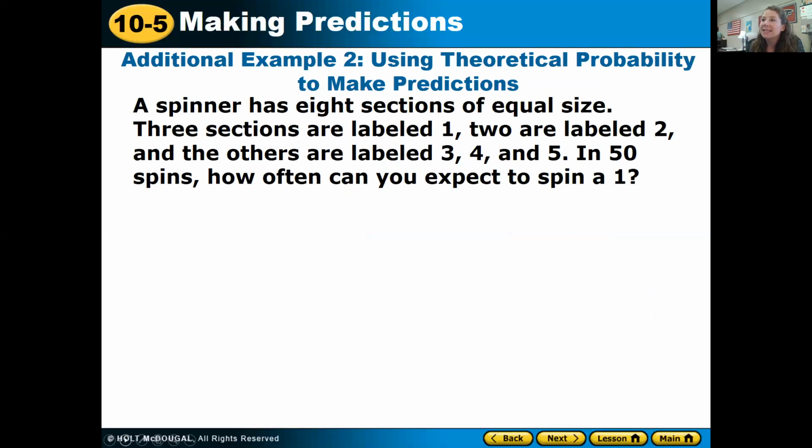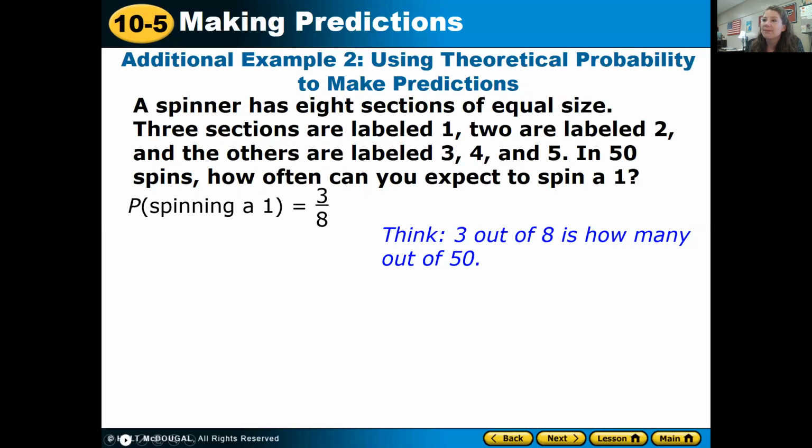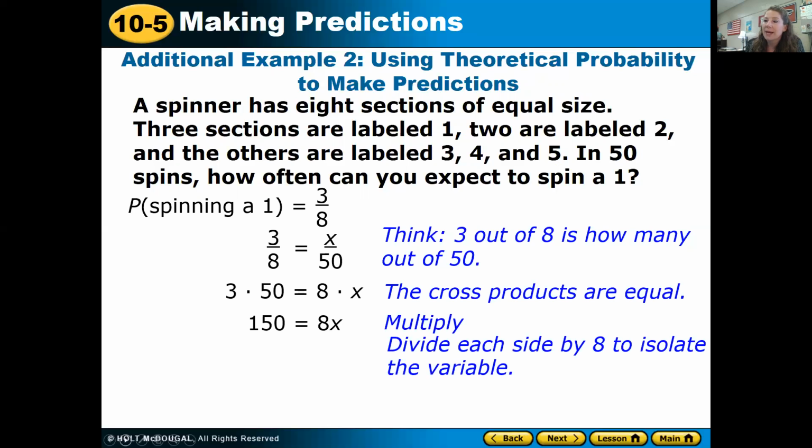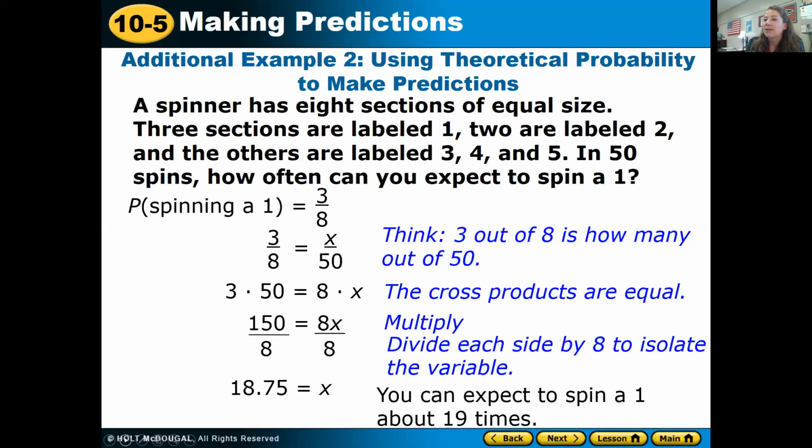A spinner has 8 sections. 3 sections are labeled 1. In 50 spins, how often can you expect to spin a 1? Well, 3 sections out of 8, 3 out of 8, and then we would multiply 3 out of 8 times 50. We can set up a proportion, same thing. 3 out of 8 times 50 is about 18.75. So you would round that and say she can expect to spin a 1 about 19 times. About 19 times, right.